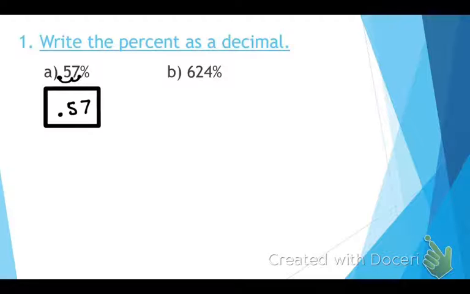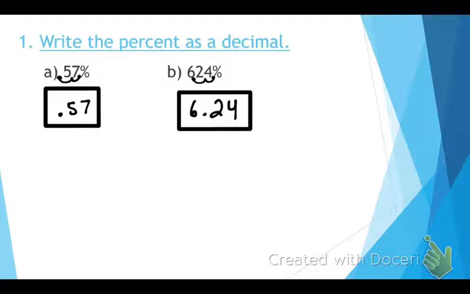Okay, let's see how you did. Where's the decimal point at in 624%? After the 4, bring it over. What's your answer, guys? 6.24. How many of you got that? Good job.